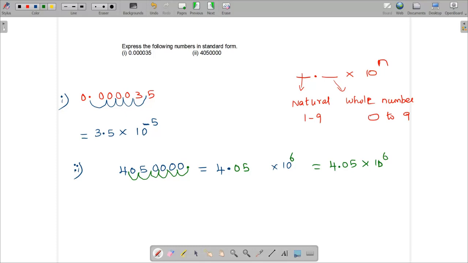So simply, if we have a very small number, the power of 10 will be a negative value, and if it is a very big number, the power of 10 will be positive. The decimal point moves to the right side in the first case, and in the left side in the second case. How many times you move it, that will come in the power.